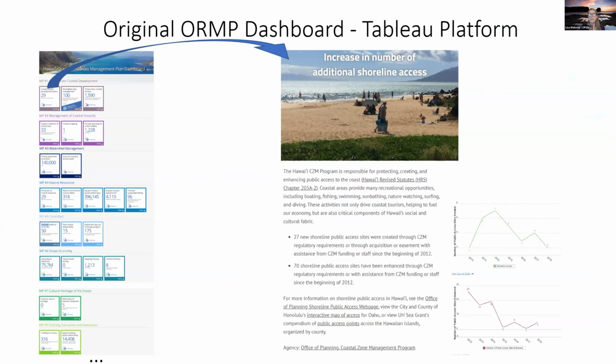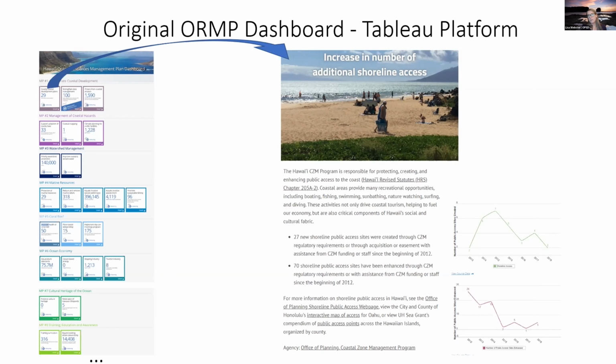So the original ORMP dashboard was developed sometime around 2018, and I was involved in that as well, to help stakeholders and the public better understand the plan and their role within it, as well as to help track the metrics of ORMP partners, which comprehensively support objectives of the plan. And the first dashboard was built on Tableau platform, which some of you may remember, and included the 2013 plan's 11 management priorities, which were color-coded as seen in the slide.